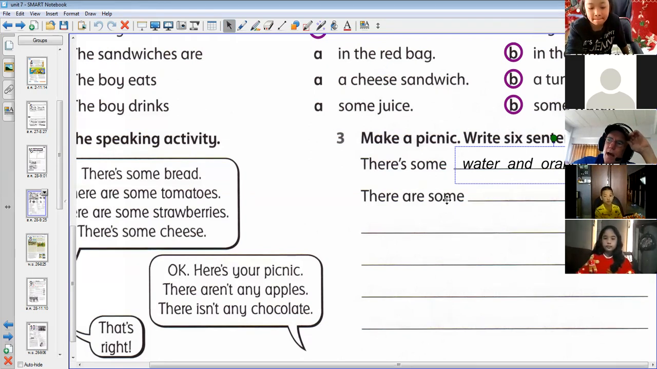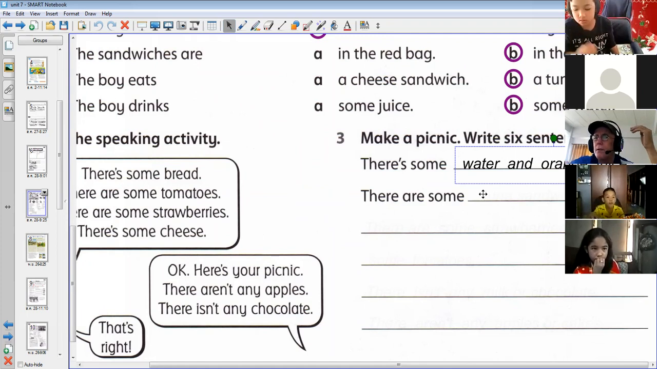Next, there are some. What can go here? Who can give me an answer? Good deal. What would you say? There are some hamburgers. That's a good one. Hamburgers is a good answer. Something different from the book. Can anyone else think of something?